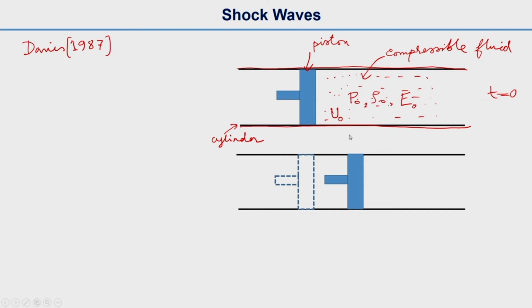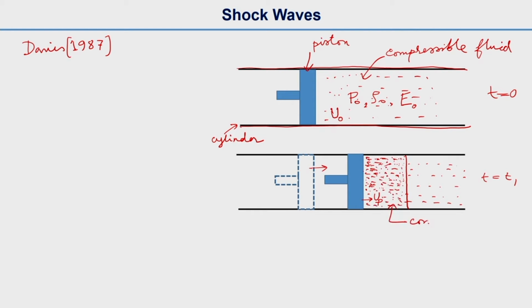So now at time t equal to t1, let us say the piston moves forward, and the velocity of the piston we will write as up. So what will happen is, we have this compressible fluid. Now when you are compressing with this piston, some part of the fluid, like this part, will be compressed now. So density will be higher here.